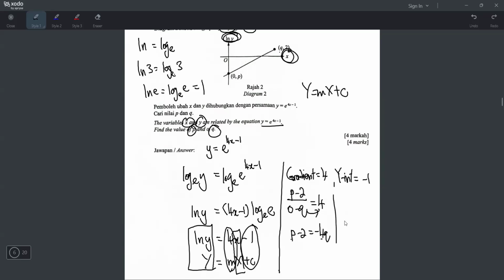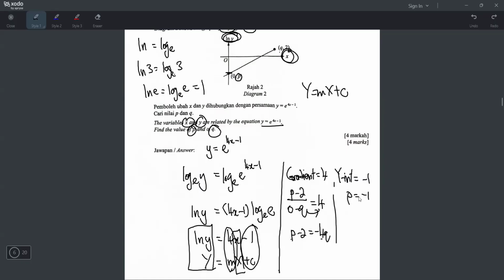But it's okay. We can find the y-intercept first. So can you tell me, from the graph, can you find out the y-intercept? Okay, they mentioned here it is p, right? But from the equation, the y-intercept is -1. That means p equals -1. Maksudnya, this is the y-intercept, but this is also the y-intercept. So they are both the same.